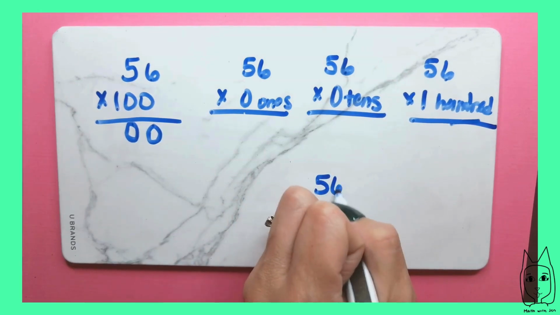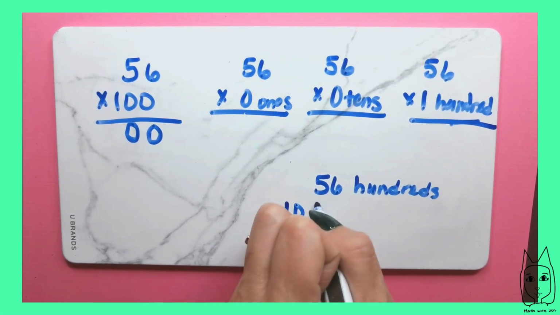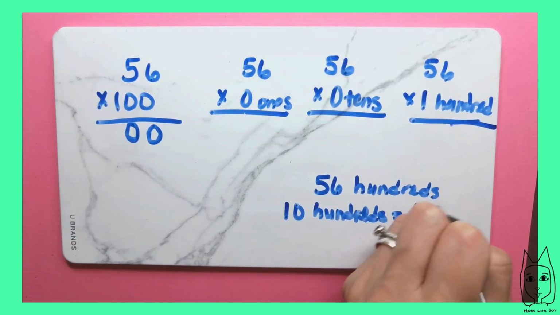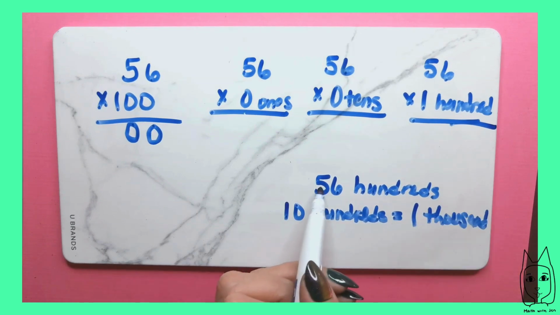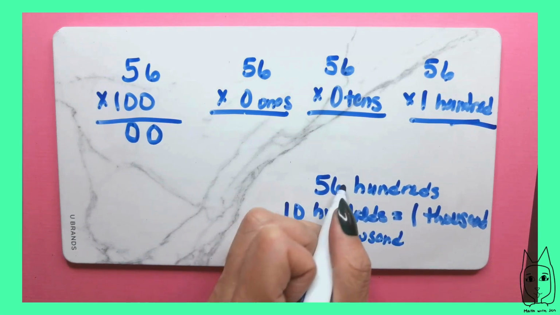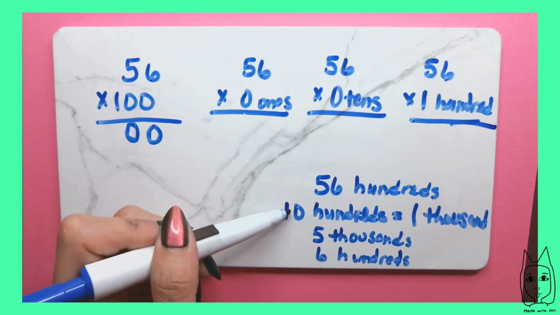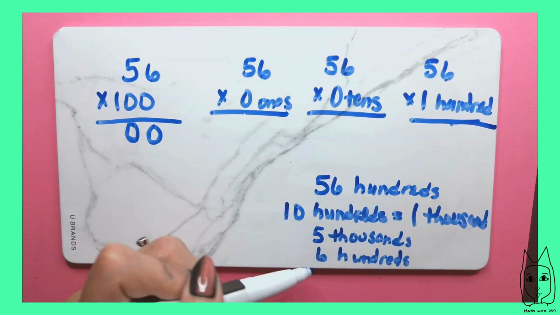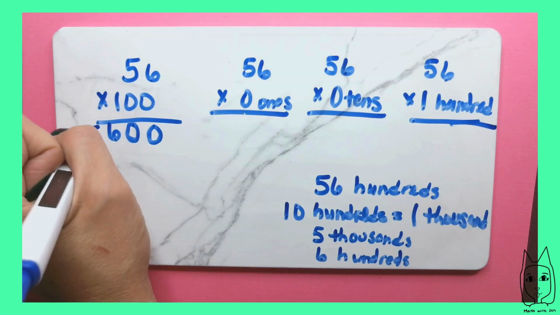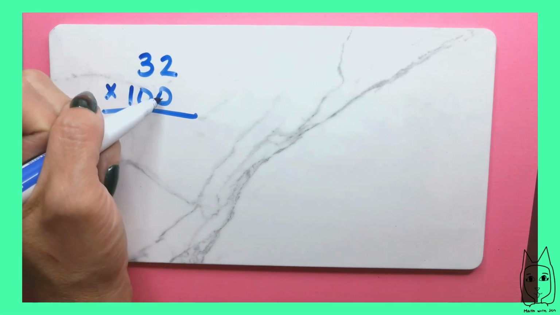56 hundreds. I went from having 100 to now having 56 hundreds. So 10 hundreds equals 1,000 because of place value. Because I have 50 of them, I can say that I have 5,000, and then I have 600 left over. Every 10 hundreds make 1,000, so I have 5,000 and then 600. I can put the 6 in the hundreds place and the 5 in the thousands place. So it's 5,600.